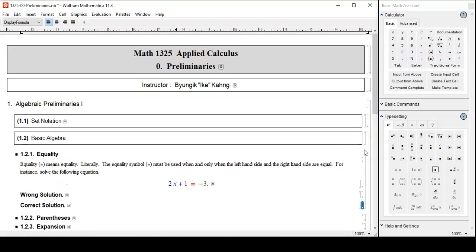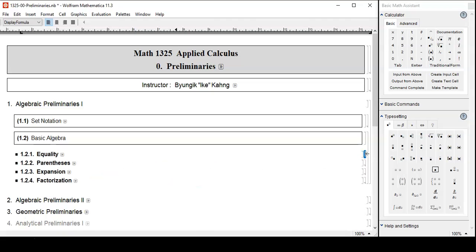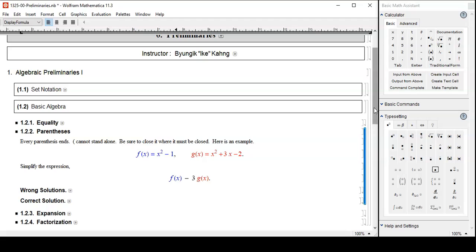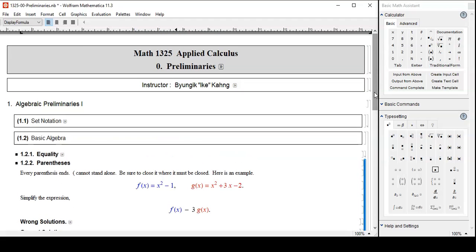Okay, now let's go to the next topic, use of parentheses. Use of equality corresponds to the use of verbs in your sentence. Use of parentheses corresponds to the use of phrases in your mathematical sentences. For example, f of x is equal to x squared minus 1.